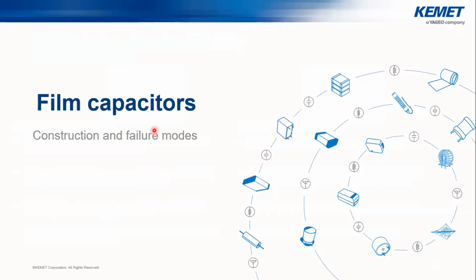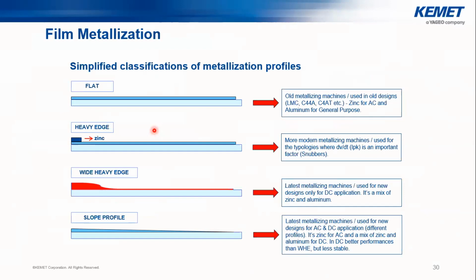After MLCC parts, it's good to talk about film capacitors and our special designs for high voltage capacitors. When it comes to film metallization, we have different types in our designs. In the old metallization, we use just a flat metallization on the polymers, for example polypropylene. In the modern one, we use the heavy edge, usually zinc, to reach high dV/dt or current peaks, for example in snubber applications.